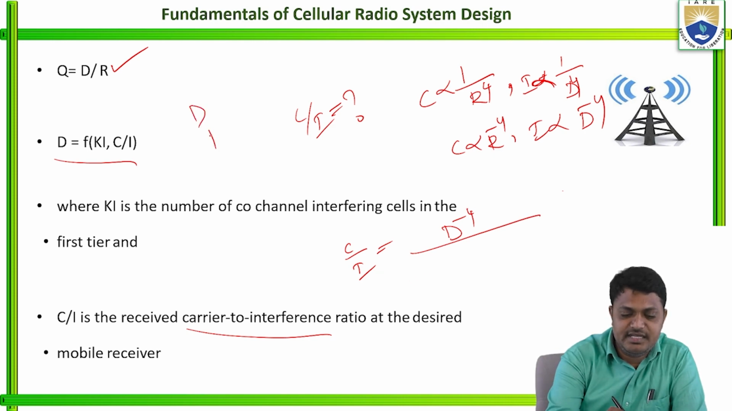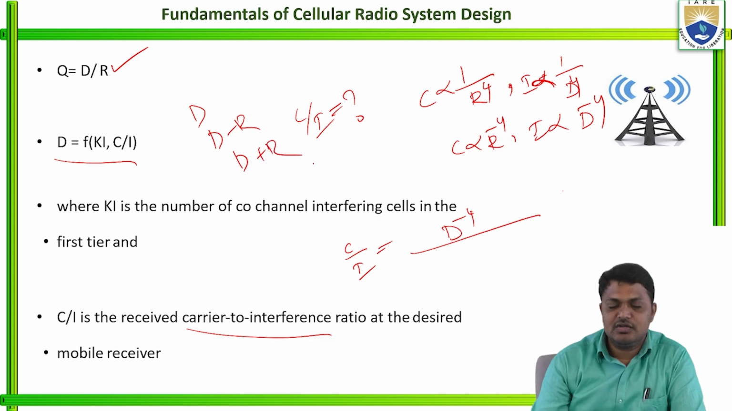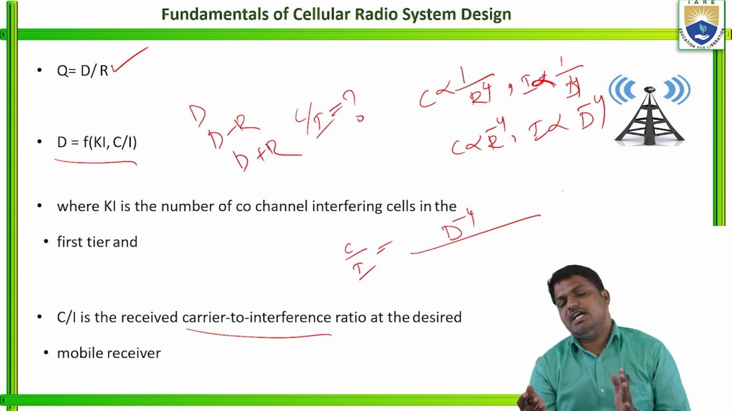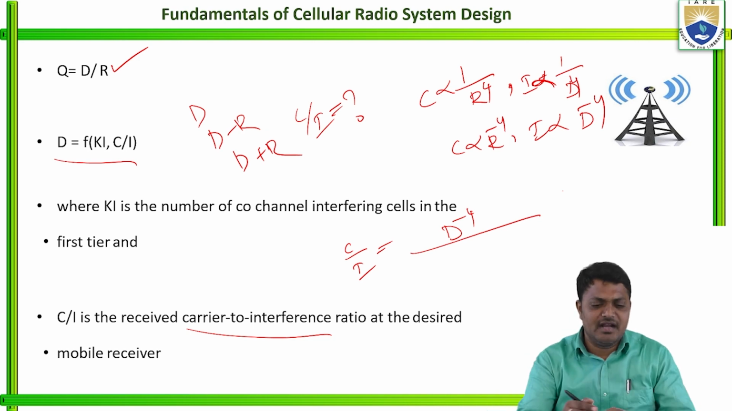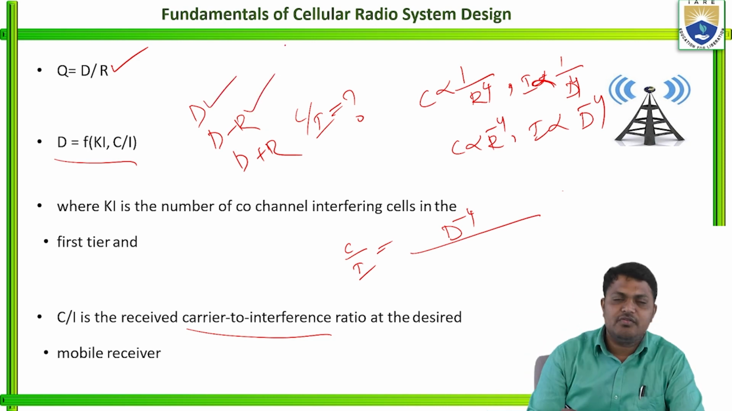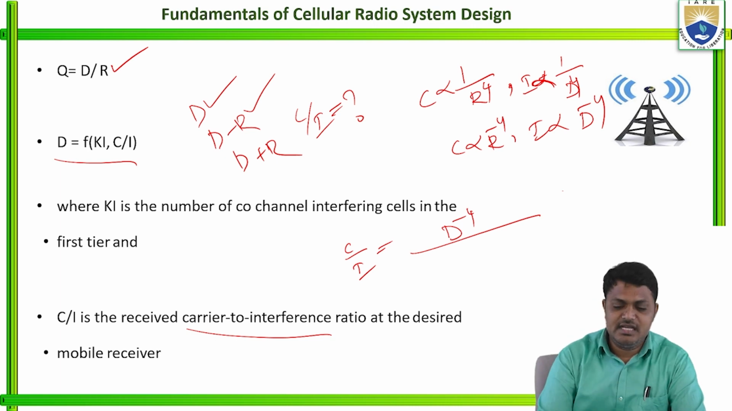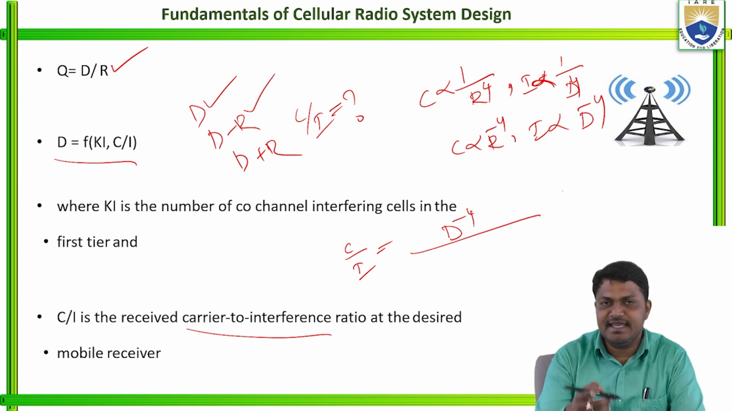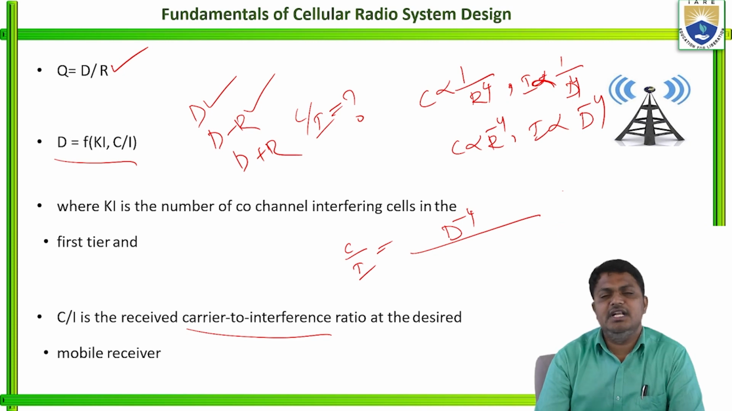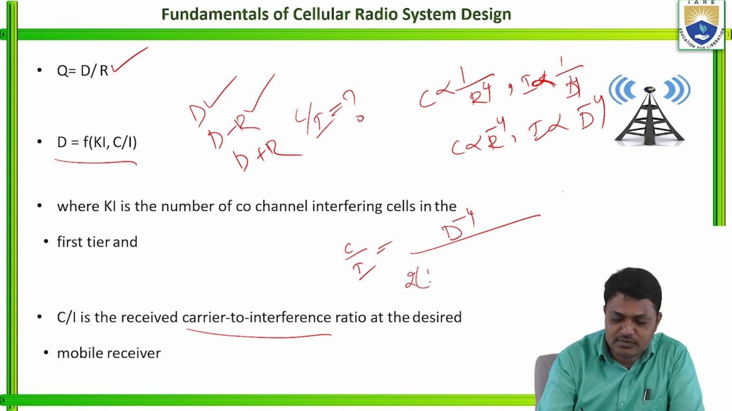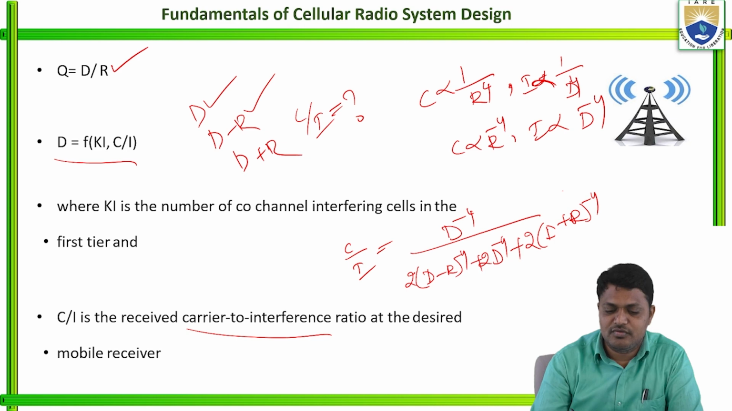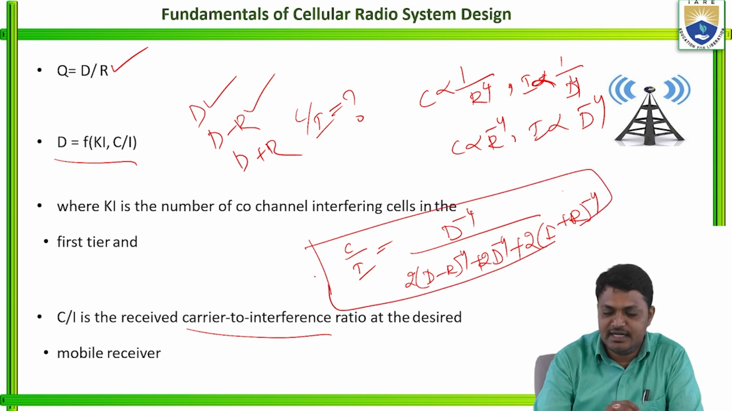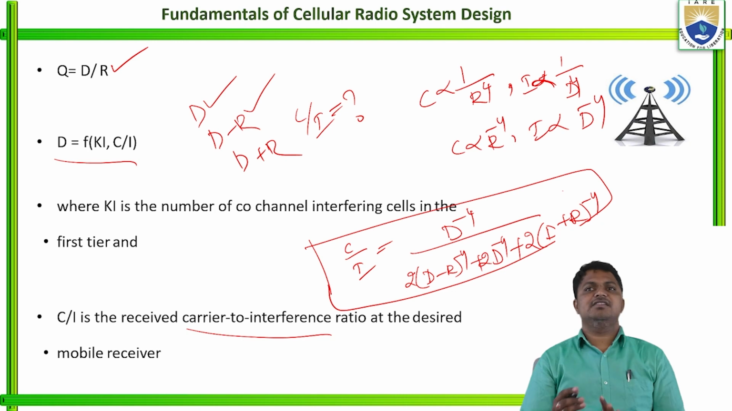Already we discussed D minus R and D plus R. So the co-channel interference reduction factor mainly depends upon D and R only. We know what D minus R and D plus R are, so from these values we calculate the C by I ratio, that is the carrier to interference ratio, given as 2 into D minus R power minus 4 plus 2 into D power minus 4 plus D plus R power minus 4. This is the equation to calculate the carrier to interference ratio.